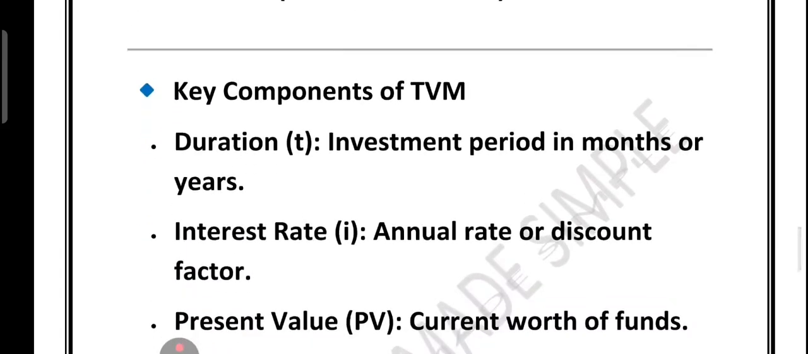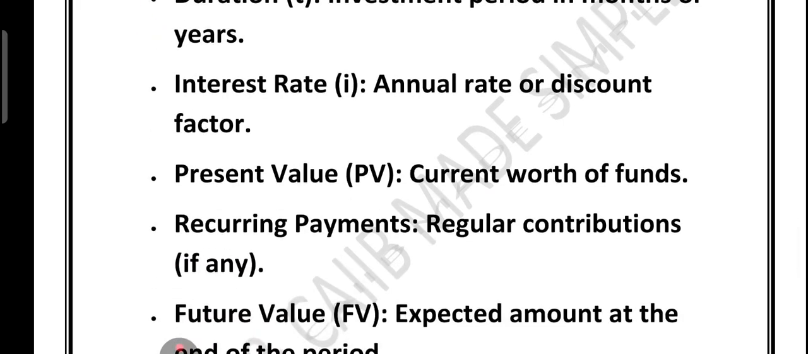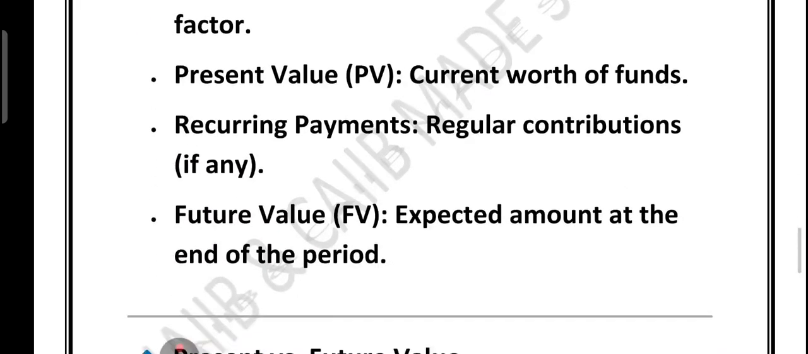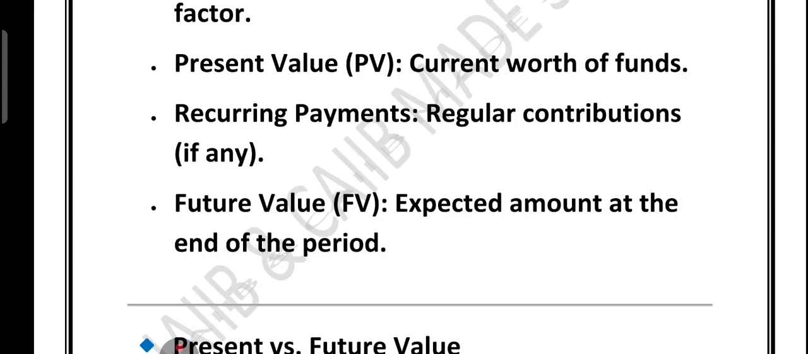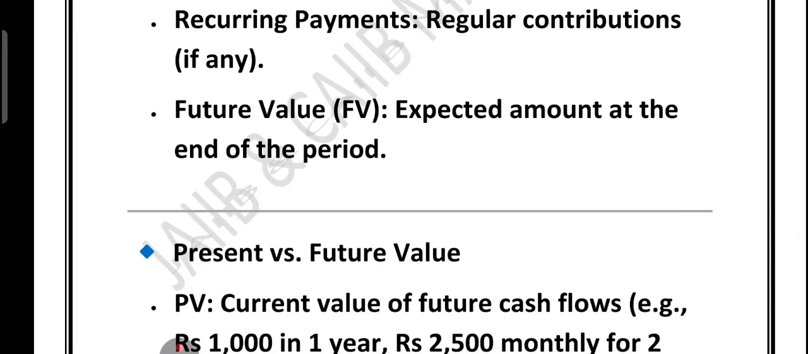If you look at the key components of TVM, the first one is the duration, which means the T. How long your investment runs, months or years. Interest rate I, which means the annual rate or the discount factor affecting the growth. Third is the principal value, meaning what your funds are worth today. Recurring payment, which means any regular contribution or installment you plan to add. Future value, which means what your money is expected to grow into at the end of the period.